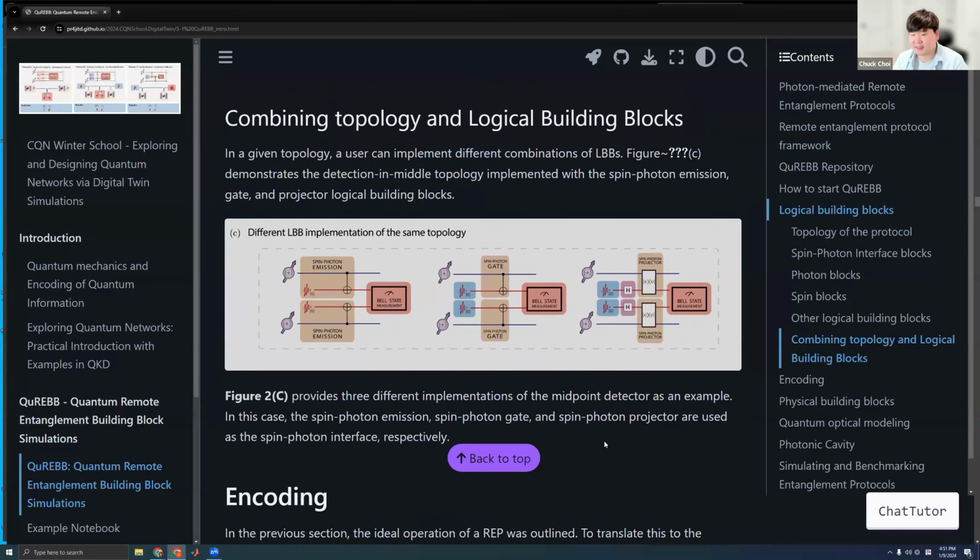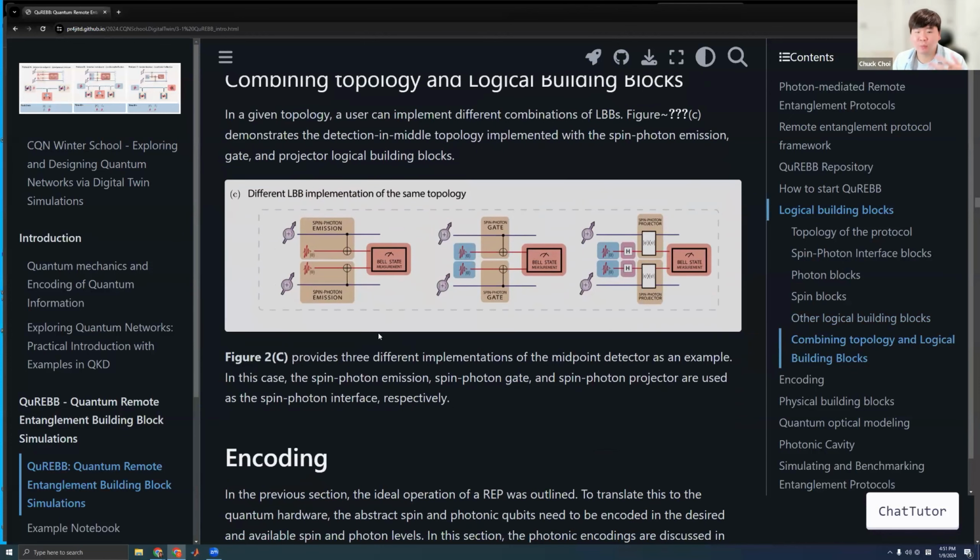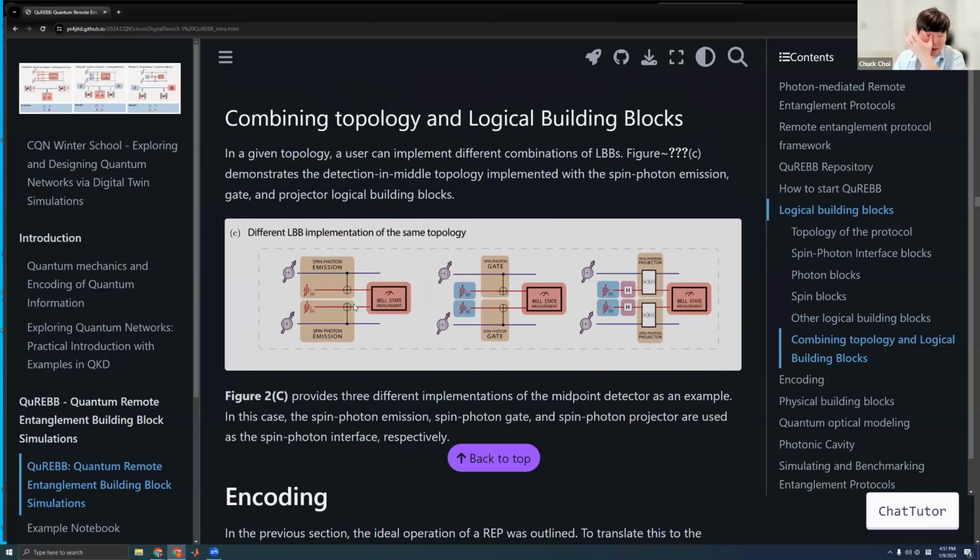So again, this is kind of autonomous. When you choose your topology, when you choose which spin photon protocol you're going to use, either spin photon emission or spin photon gate or spin photon projector, you just need to replace that part with the logical building block.